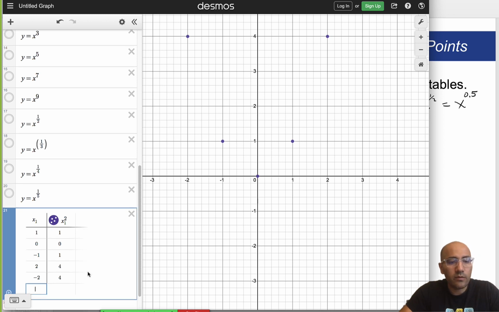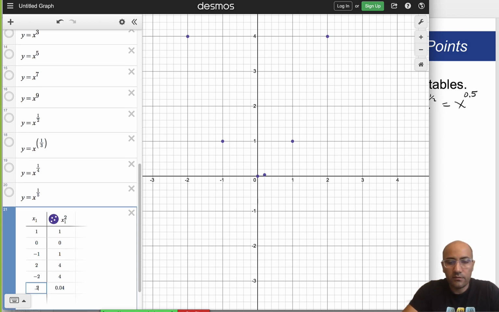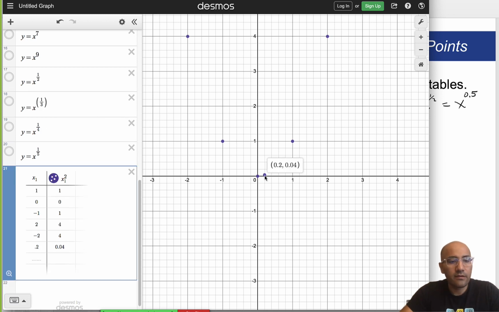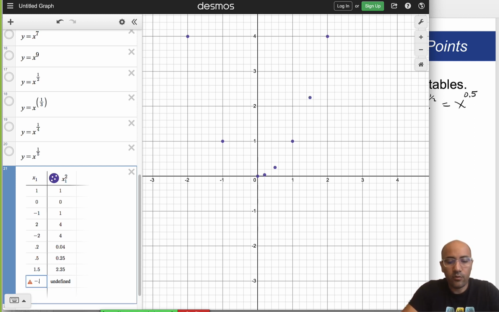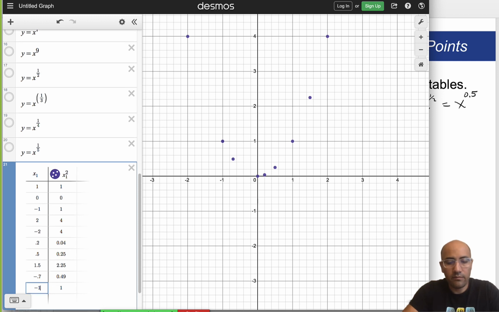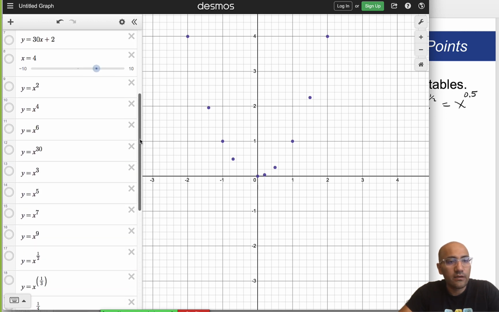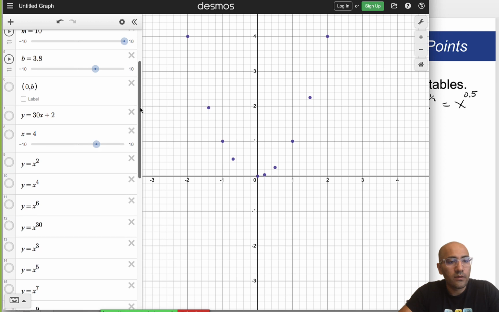Now it doesn't have to be just whole numbers, I can try some decimals. 0.2 squared is 0.04, so that's how we get this value right here. How about 0.5? How about 1.5? How about negative 0.7? How about negative 1.4? So we can just keep going, find more and more values. And as you can see, we're starting to fill in the pattern that we're looking for. And as I do this an infinite number of times, eventually we start to see that all of these form this pattern.